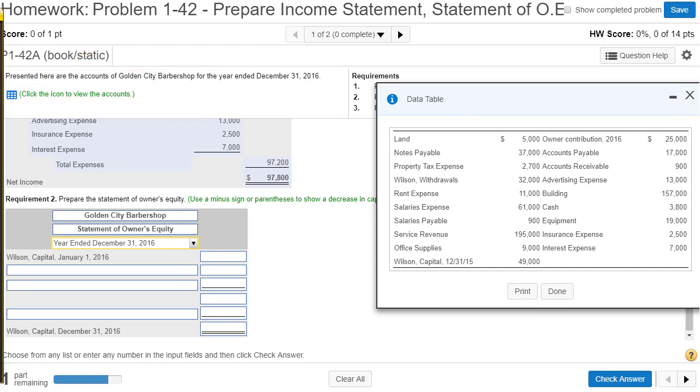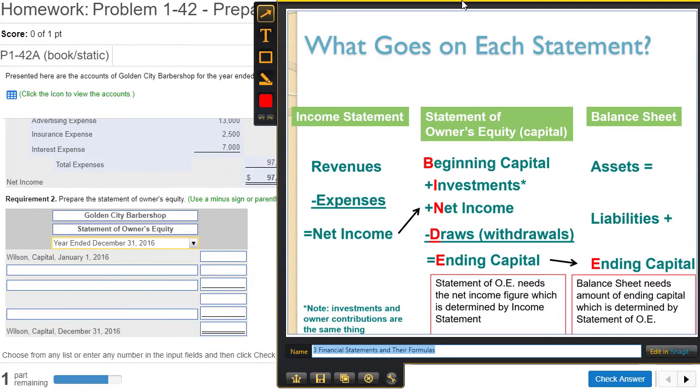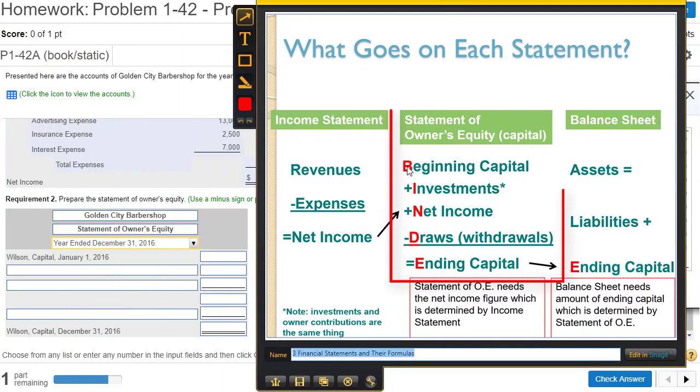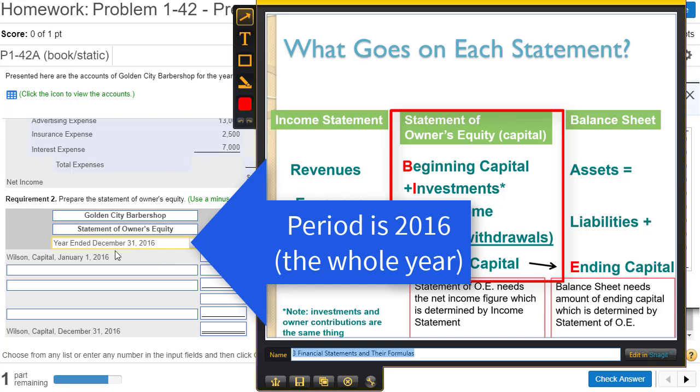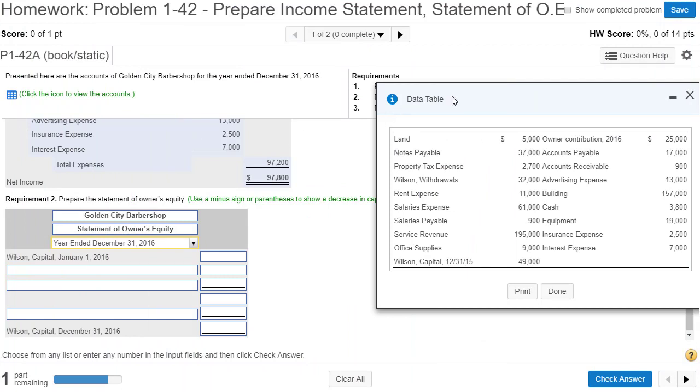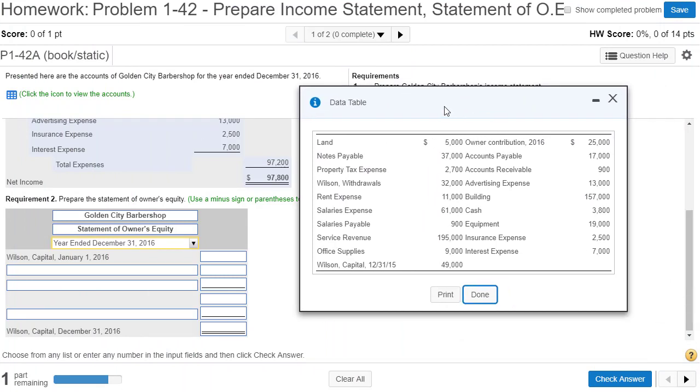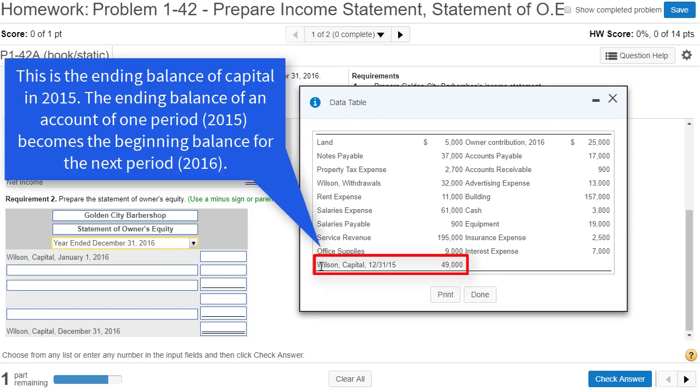Now notice, going back to our cheat sheet, we're going to start with beginning capital. So this means capital at the beginning of the period. So what is this period? If we look over here, the period is the year of 2016. So let's look over here in our box. Do we have any capital at the beginning of 2016? The only capital I see is right here.